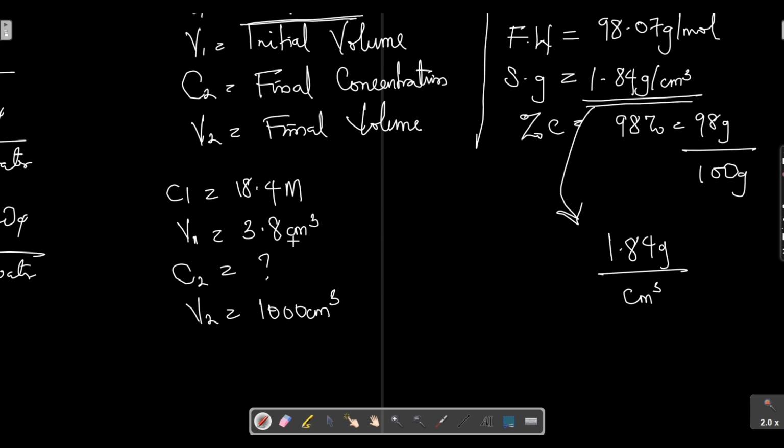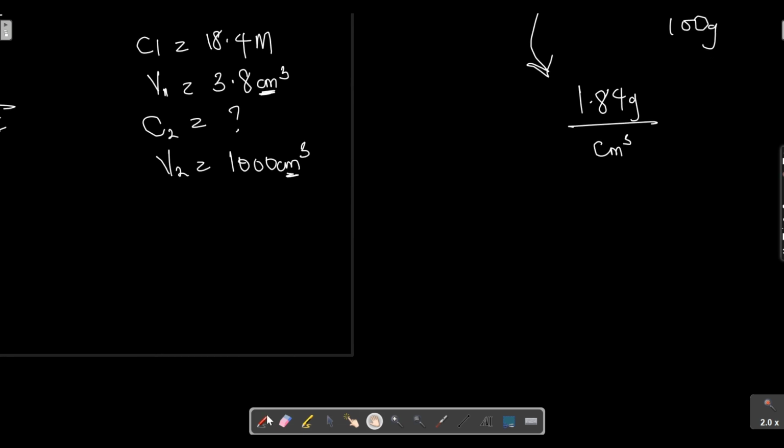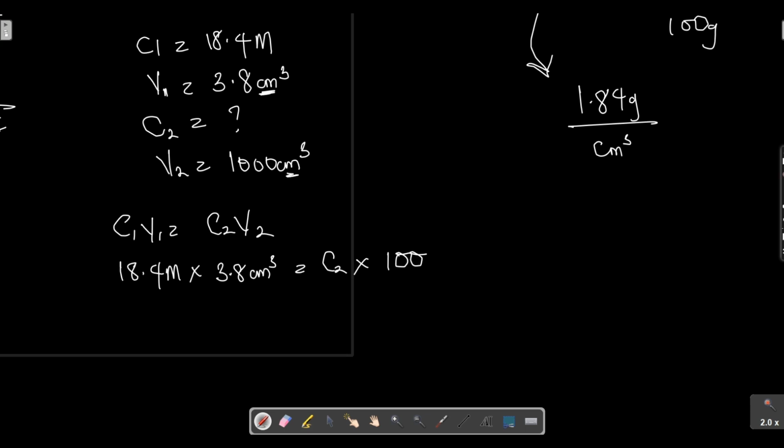The reason why we are using cm cube is because our volume here is in cm cube, so it's good we go with cm cube here. Okay, so we substitute this into the formula, C1V1 equal to C2V2. Your C1 is 18.4 mole times your V1 is 3.8 cm cube, equal to C2 times your V2, which is 1000 cm cube.